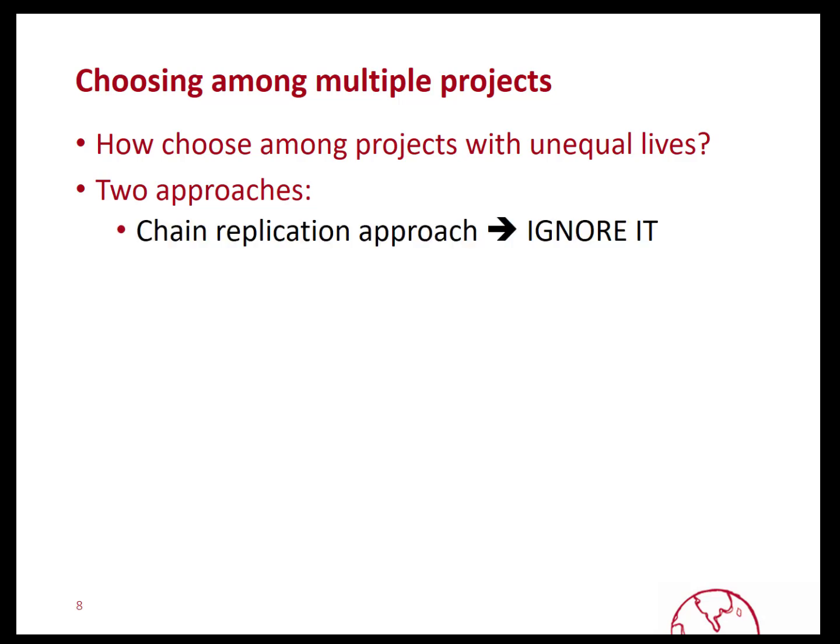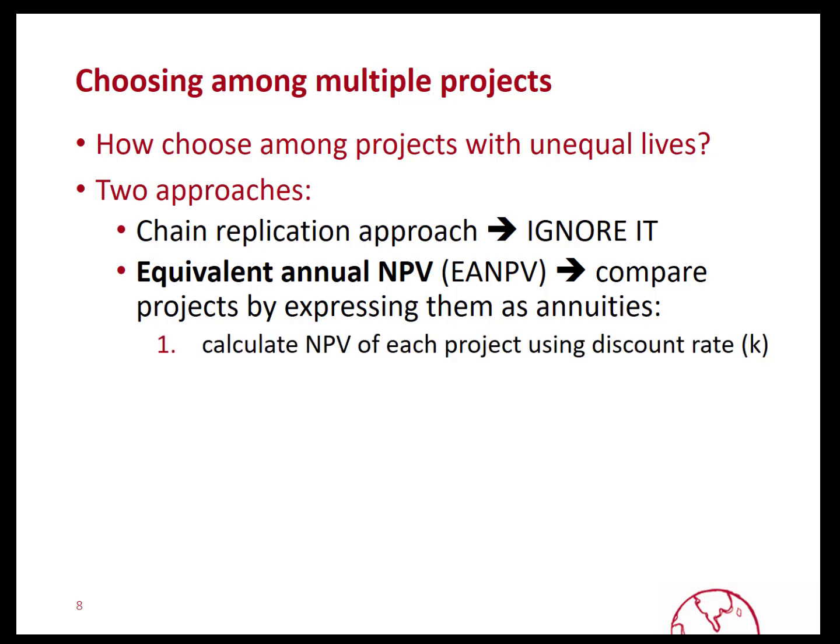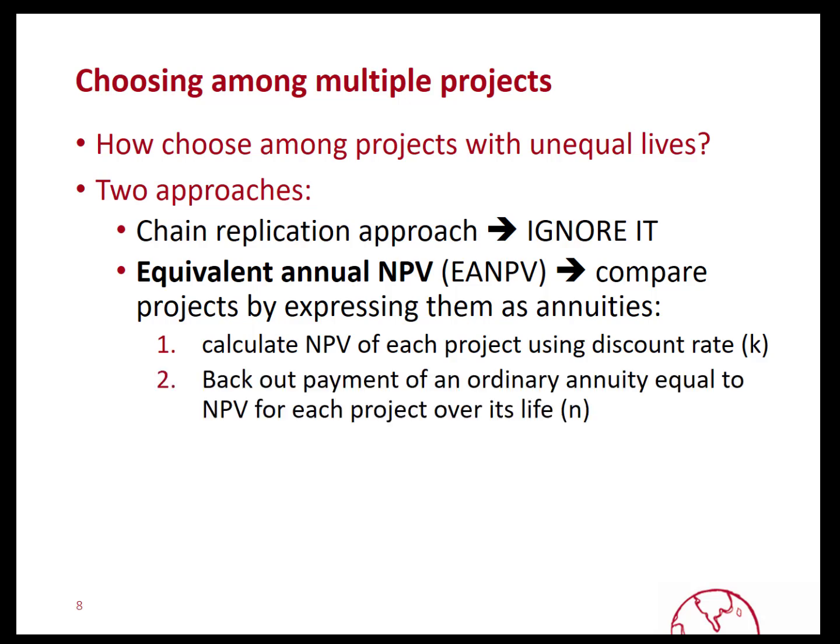The first one is called the chain replication approach, and we're going to ignore that one because the one we want you to focus on is called Equivalent Annual NPV. Here, we're simply going to look at projects with different lives and compare them by expressing them as payments on an annuity. So what we're going to do is calculate the NPV of each project using its risk-adjusted discount rate. And then we're going to back out what payment on an ordinary annuity would generate that NPV over the life of the project.